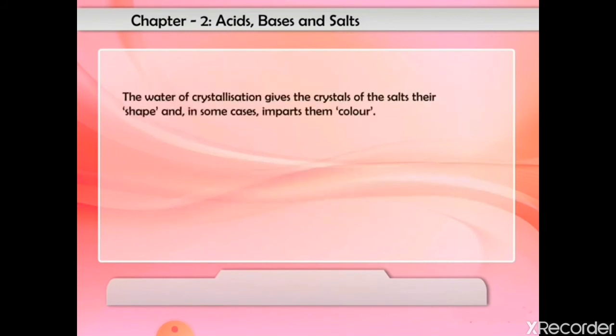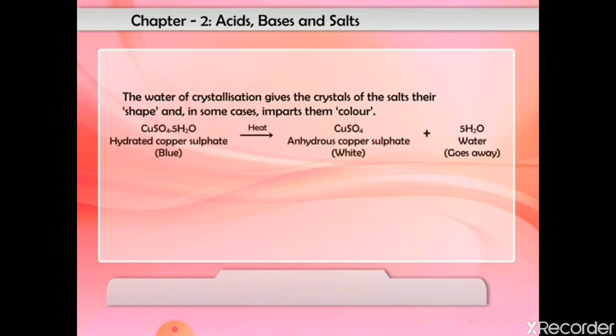The water of crystallization gives the crystals of the salts their shape and in some cases imparts them color. For example, the presence of water of crystallization in copper sulfate crystals imparts them a blue color. Thus, CuSO4·5H2O is blue in color.